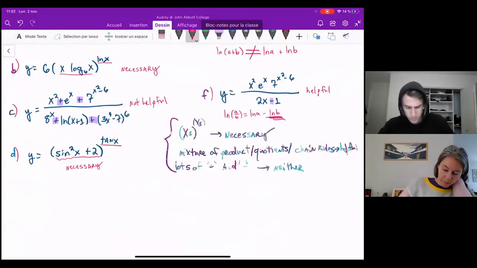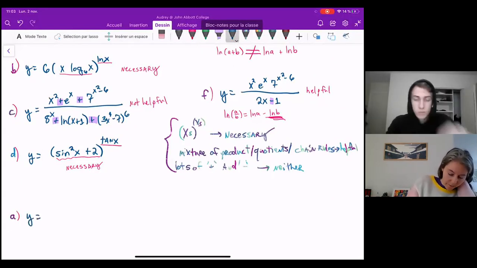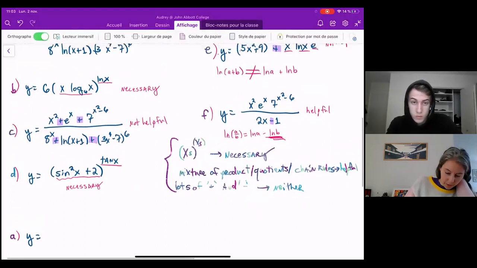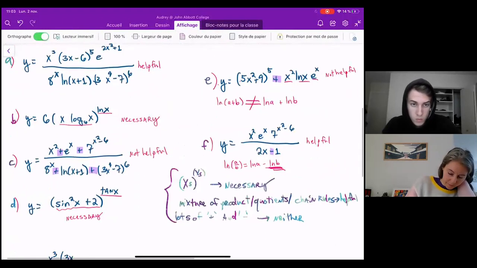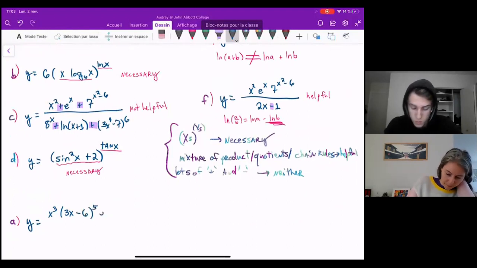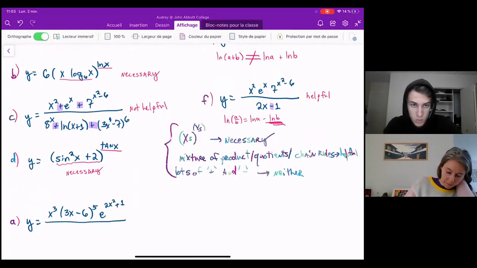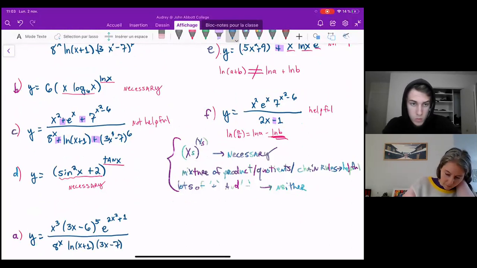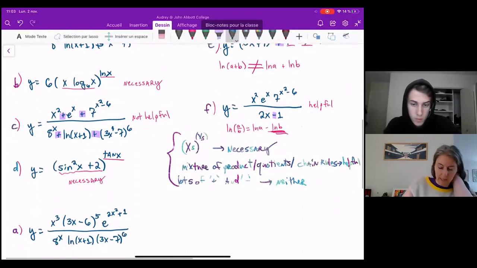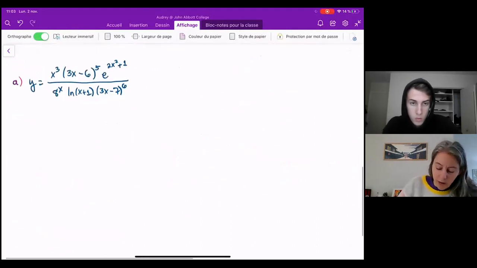So A, I have y is equal to x cubed all over to the 6. Okay, so this is what we're going to do now, and I'm going to remind us over here of our log rules on the side.